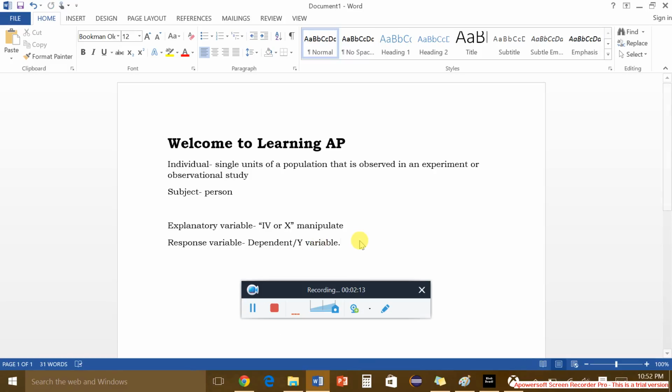experiment. For example, if I'm measuring the effect of fertilizer on plant growth, my response variable would be the amount of plant growth in centimeters, inches, feet, whatever it is. The explanatory variable, on the other hand, would be the type of fertilizer. Okay, so I'm changing the type of fertilizer, but I am measuring how much it grows. So that's the difference between explanatory and response variables.